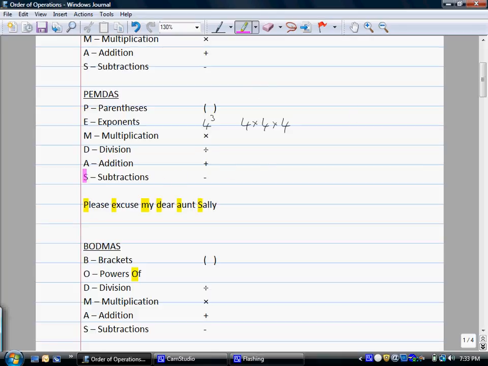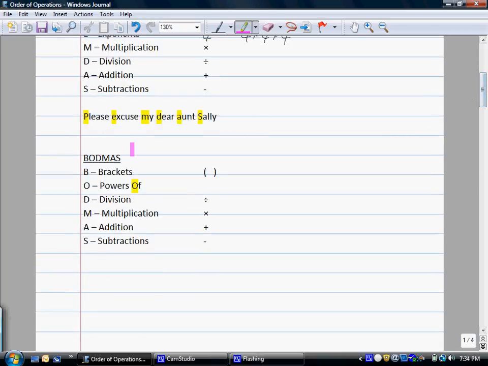Something else that you sometimes see that helps you remember the same thing for PEMDAS: Please excuse my dear Aunt Sally. Just a sentence with words starting with the same letters. And there's also BODMAS you might come across, where the O is powers of, which again is exponents, 5 to the power of 2. Of course, this one's a little bit contrived because the O is not the first letter of the words there. You may come across all of those. They all mean exactly the same thing.